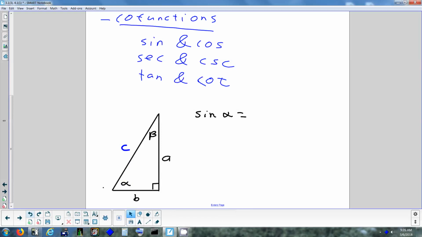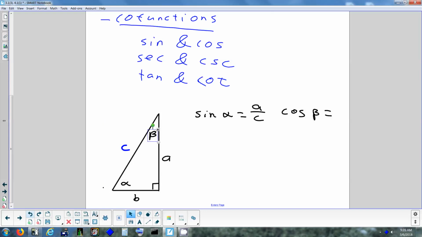A over C. A over C. Any questions on that? Now I'm going to find something else, but I'm going to find something very specific. I'm going to find the cofunction of sine. That's cosine. So I'm using a cofunction now from what I started with, and I'm going to use the complement of alpha. What is the complement? Beta. Alpha and beta are complementary.